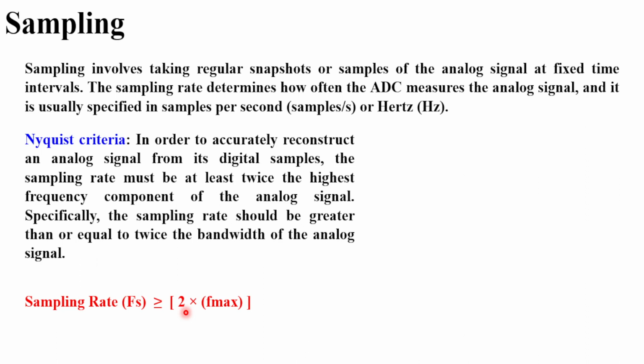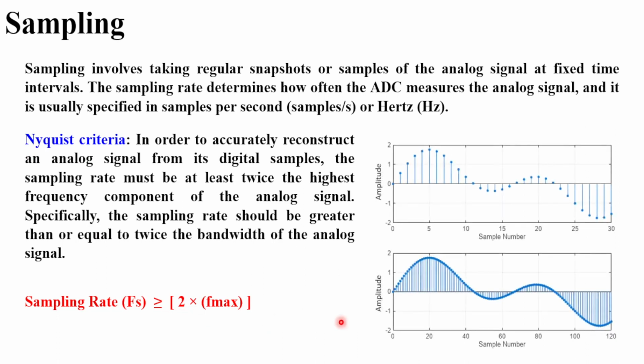Otherwise, in general, practically we use at least 10 times the frequency of the original signal. So this 2 is the minimum criteria provided by Nyquist, but in today's practical scenario, we take the value at least 10.